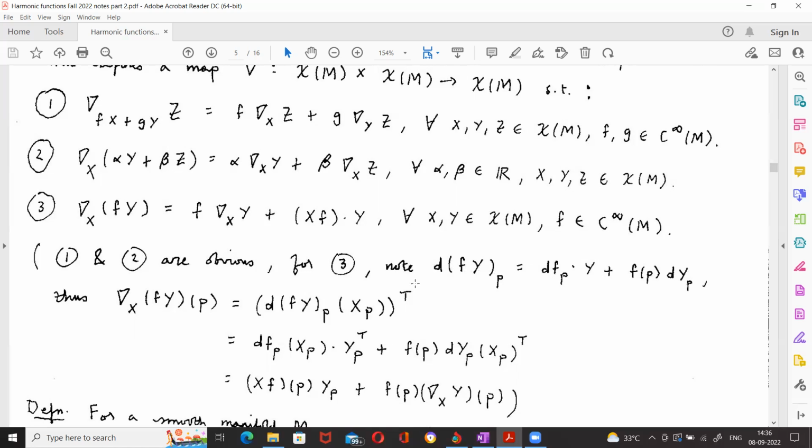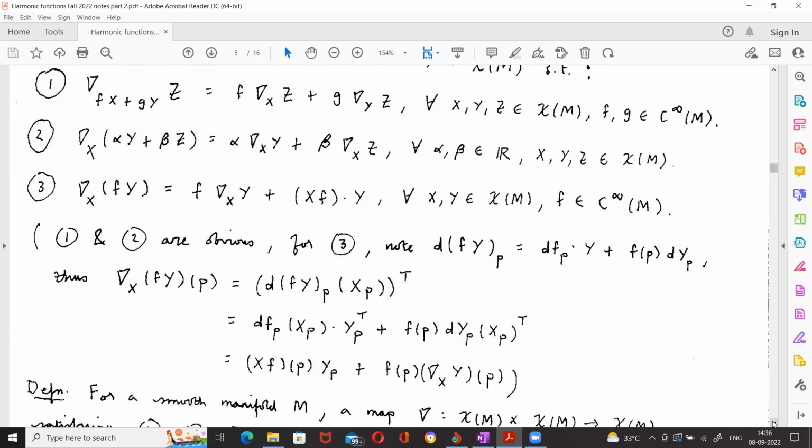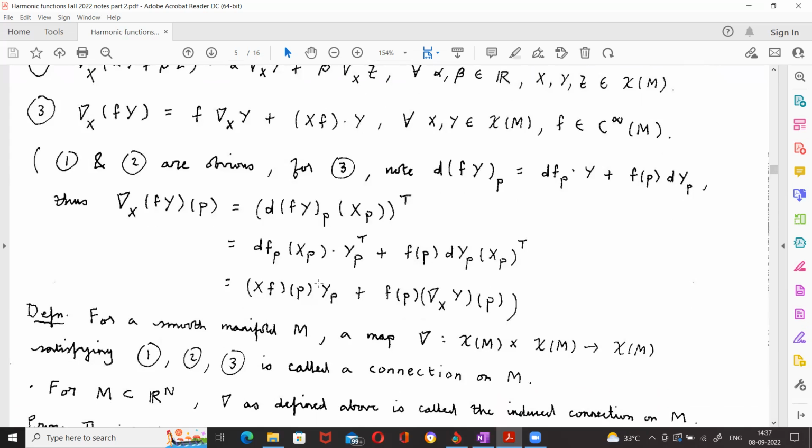Right. So now what is nabla x of fy at P? This is going to be by definition d of fy at P applied to xp, and then you take the tangential component, right? Now this becomes therefore df at P applied to xp into yp tangential component plus fp into dyp of xp tangential component, right? Using the above equation here.